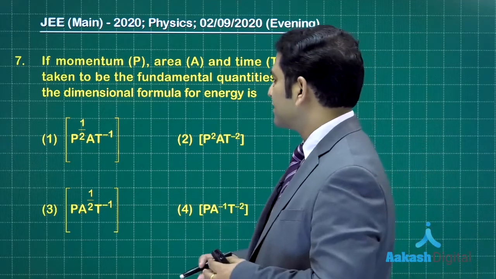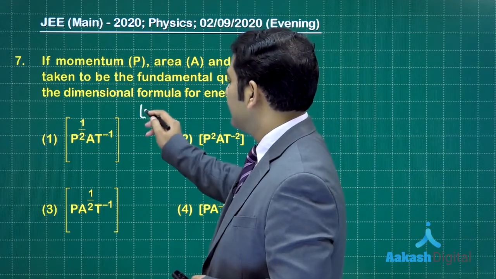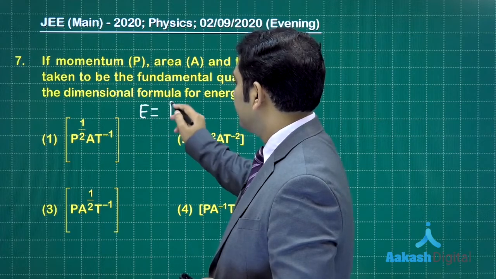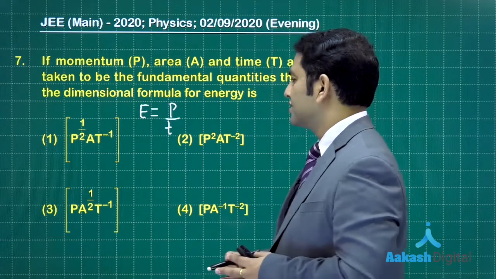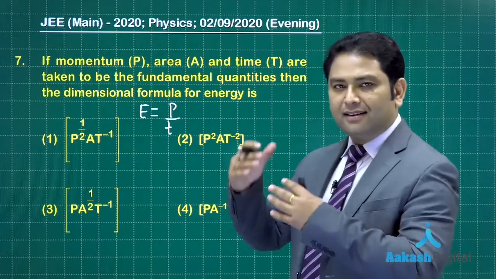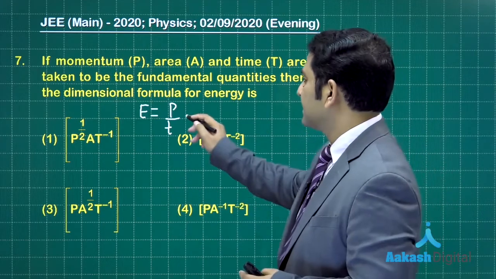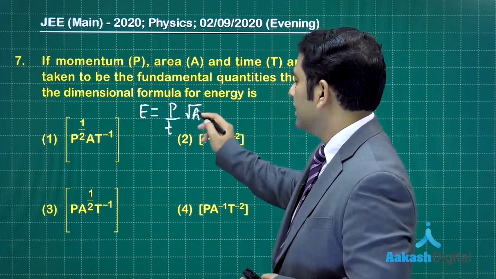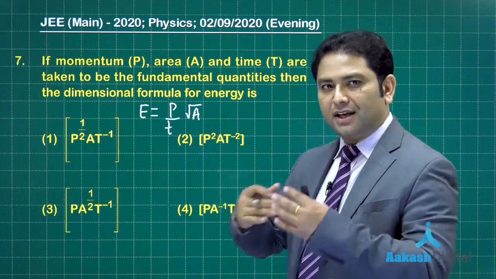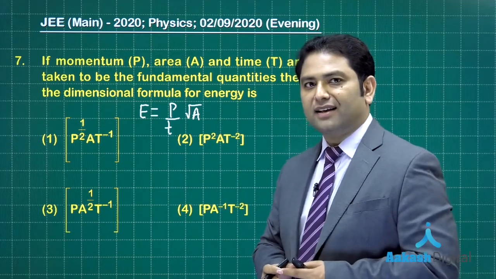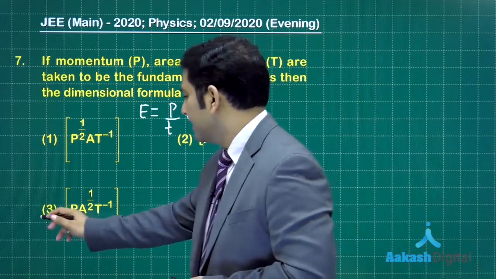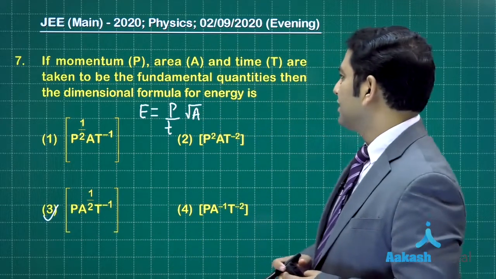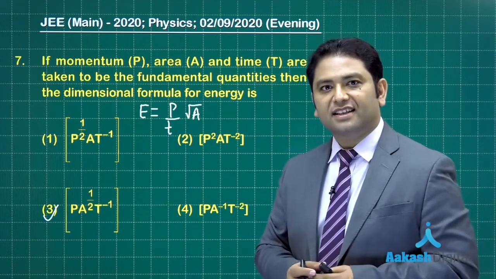This one goes in a very straightforward way. The energy is momentum per unit time. That's going to give me force, all right, and distance part. So the distance part has to be root A. So that goes in a faster way if you want to get that. So this gives me which answer? Option number 3. That will be the dimensional formula for energy.